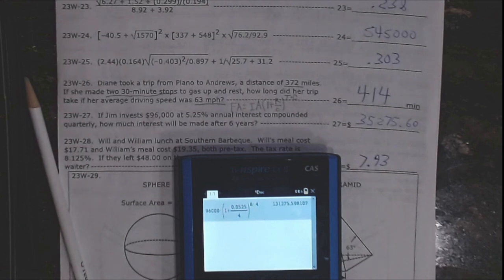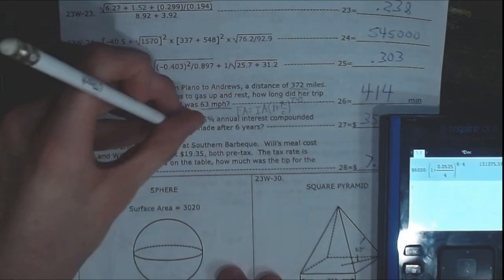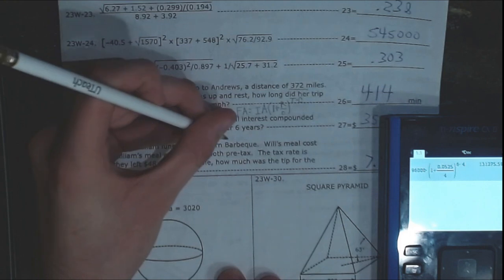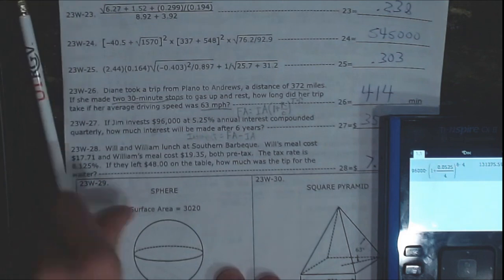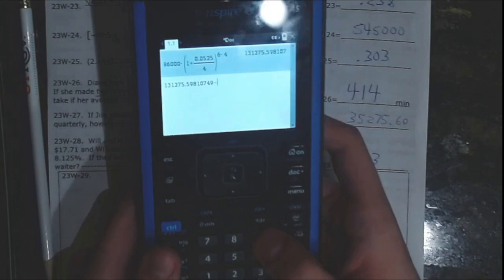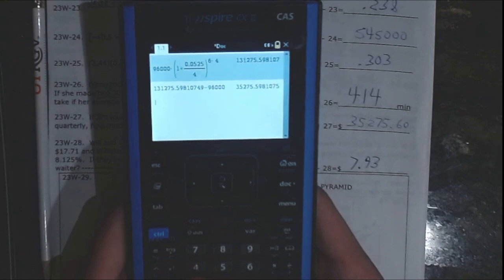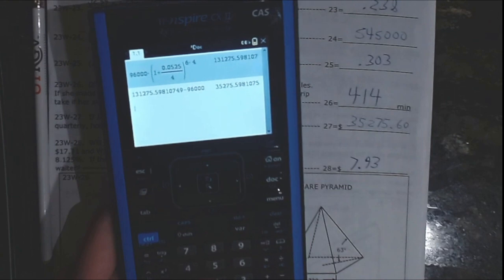But that's not what the question is asking for. It's not asking for the final amount of money that Jim has in his account. It's asking for how much interest he made. And so the formula for your interest is equal to your final amount minus your initial amount. So it's how much money you made. So I'll take this final amount that I calculated and subtract the initial, $96,000, and now I'll get my answer of $35,275.60.